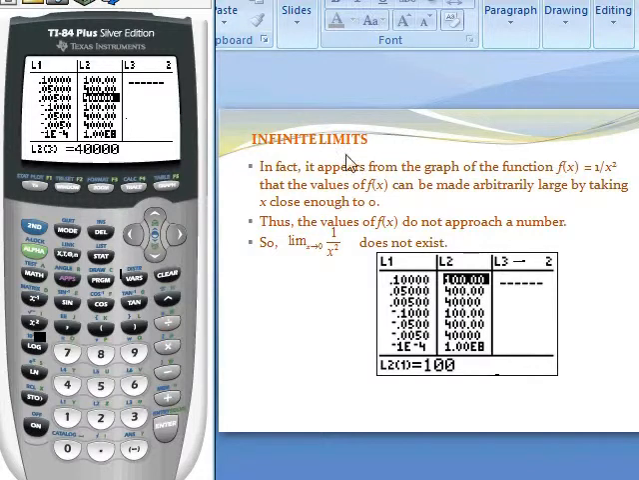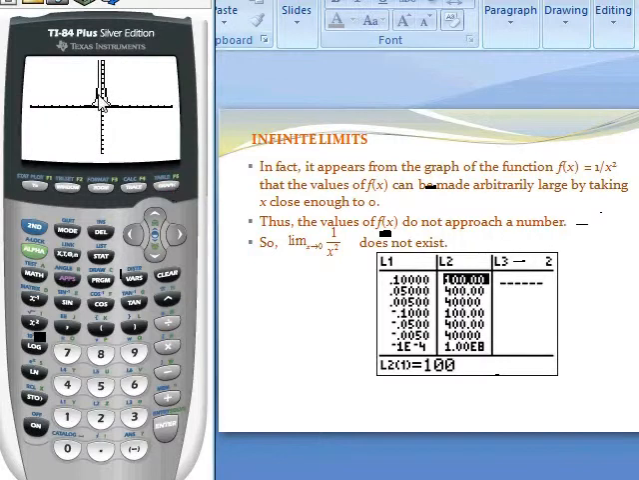All right, so in fact, as we are going to see from the graph, the values of f of x can be made arbitrarily large by taking x close enough to 0. So they get very, very large in here. Therefore, the limit as x goes to 0 of 1 over x squared does not exist. Remember how the graph was. It gets very, very large around there, but it doesn't exist. It keeps on going up.